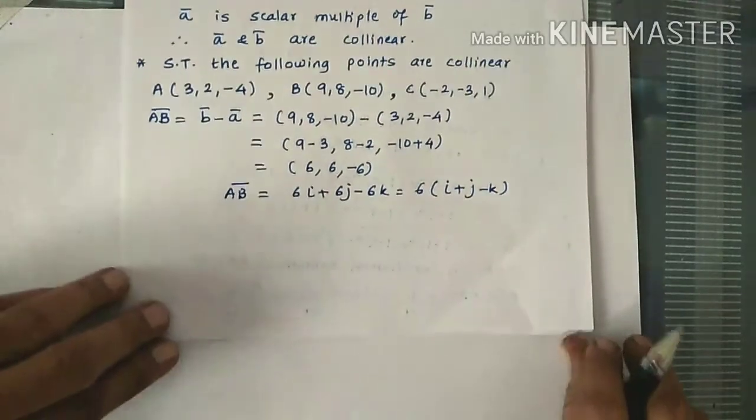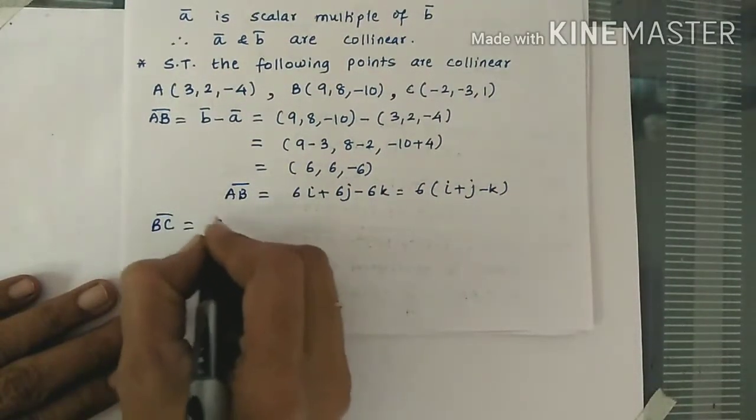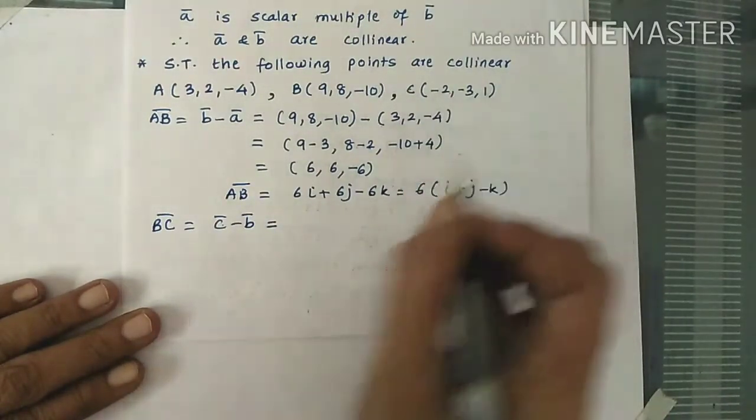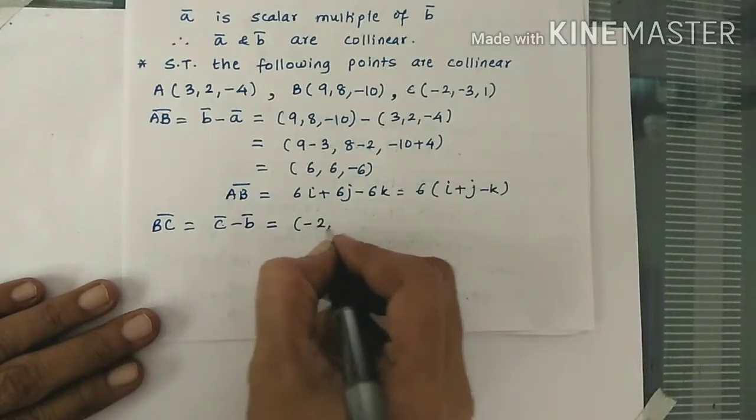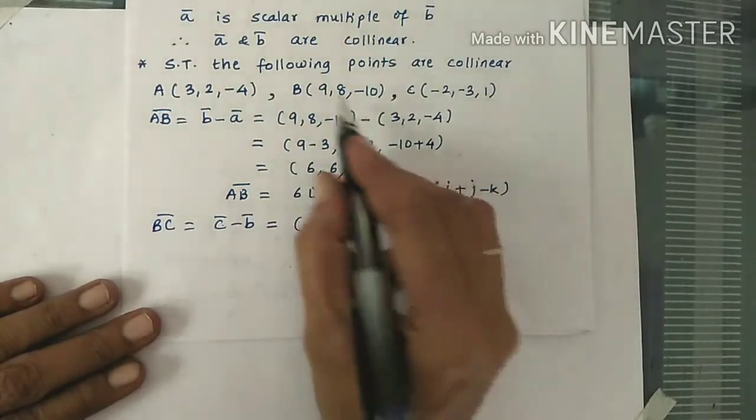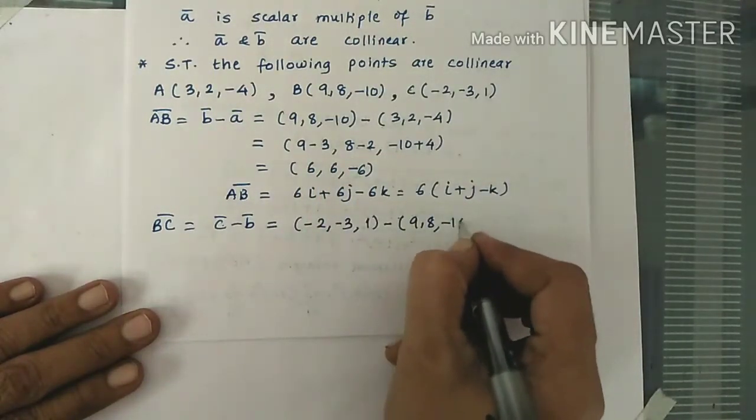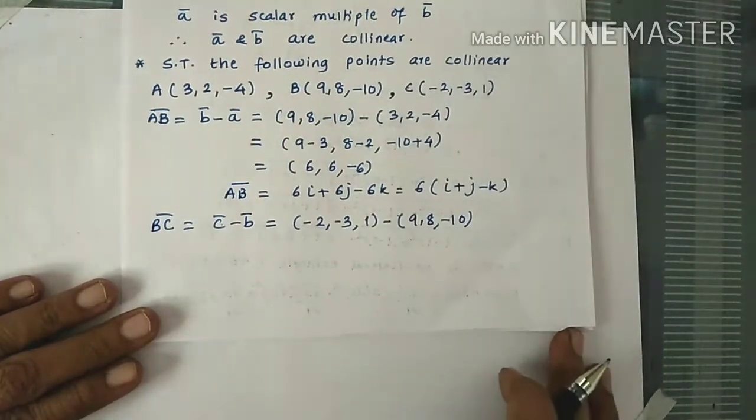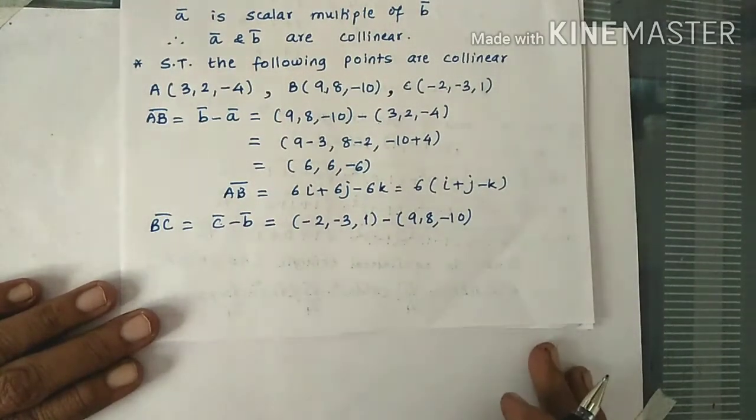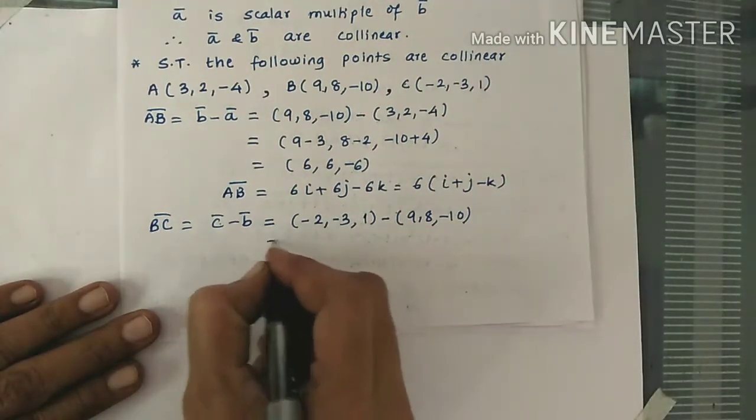Now let's find out BC bar. BC bar is C bar minus B bar. Now point C is (minus 2, minus 3, 1), minus B, (9, 8, minus 10). Instead of BC bar, you can take AC bar also. So of the three vectors, AB bar, BC bar and AC bar, you can take any two and prove that one is a scalar multiple of the other.